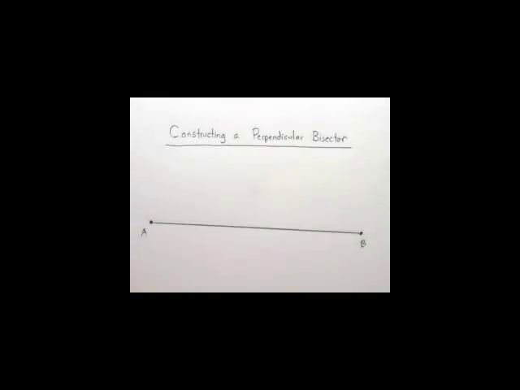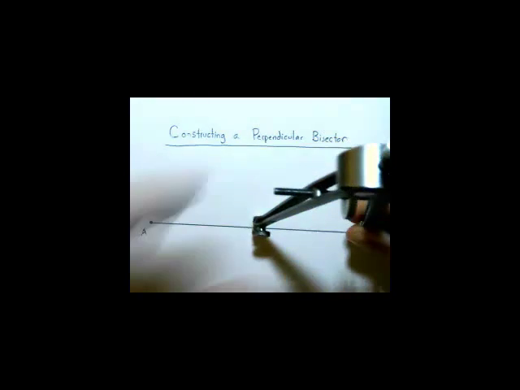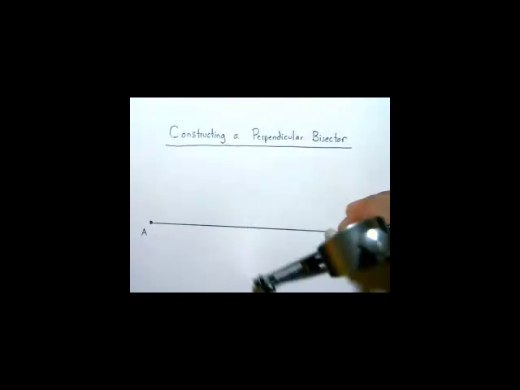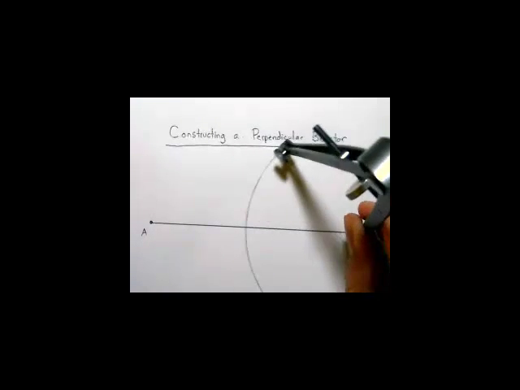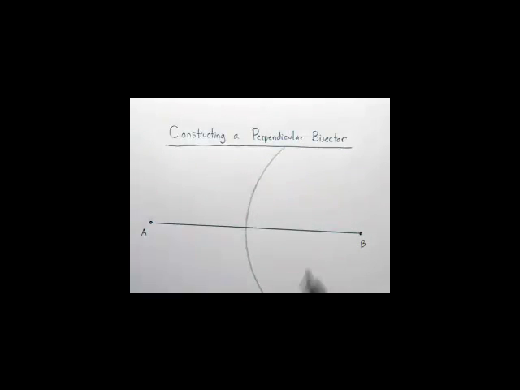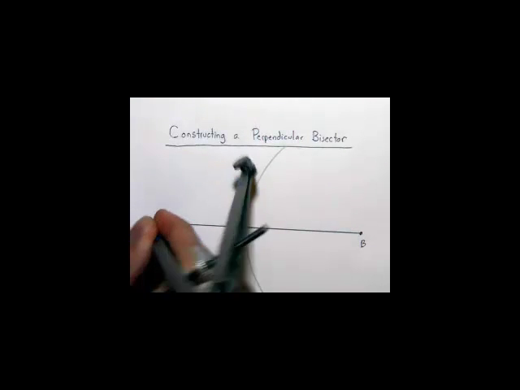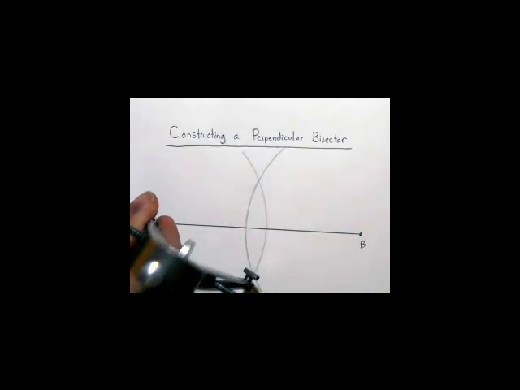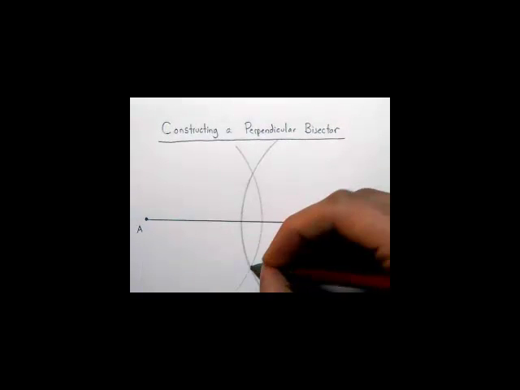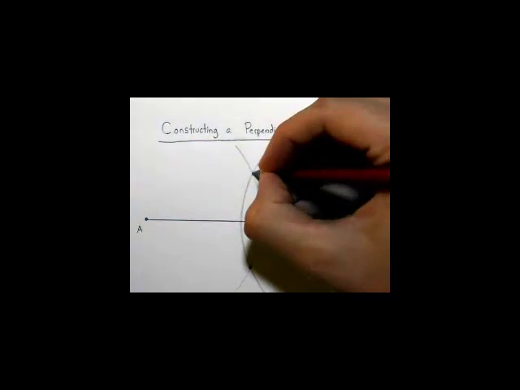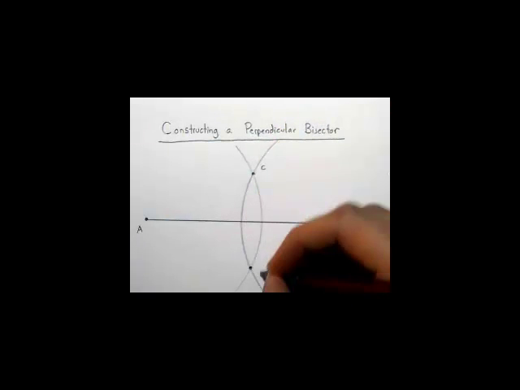You need to take your compass and open it up so that it's at least halfway through the segment that you just created. And you're going to swing some arcs through it. Okay, and you come over to the other side and create another arc starting at A. Alright, once you have those two arcs, where those two arcs intersect, you can make a point for each of those, call them C and D.